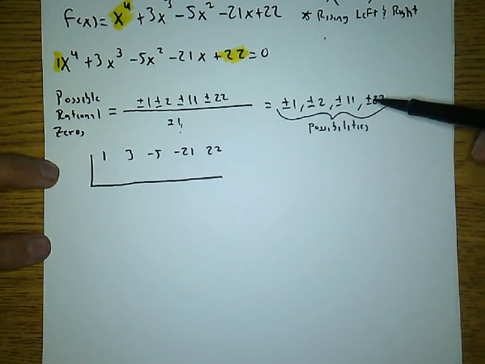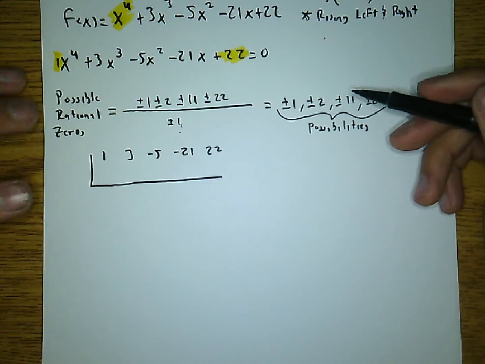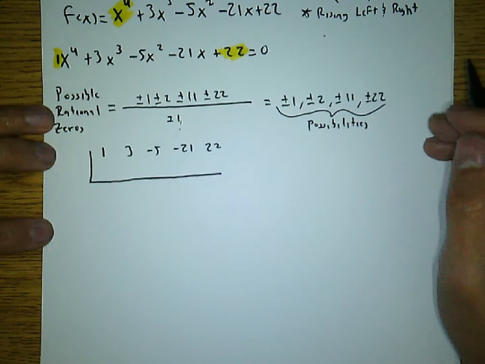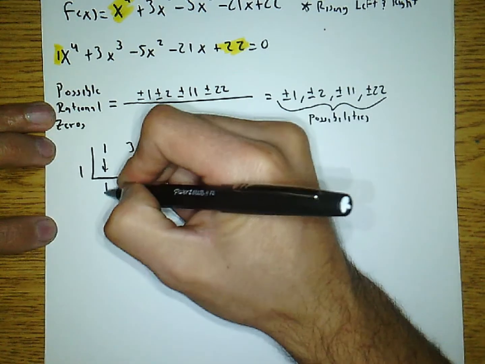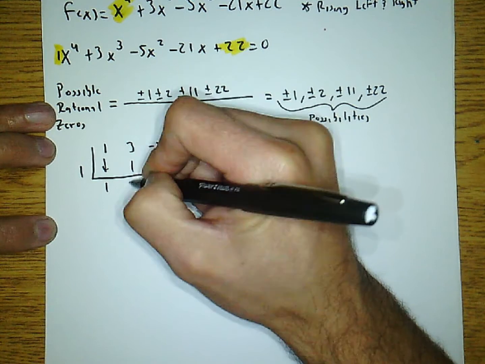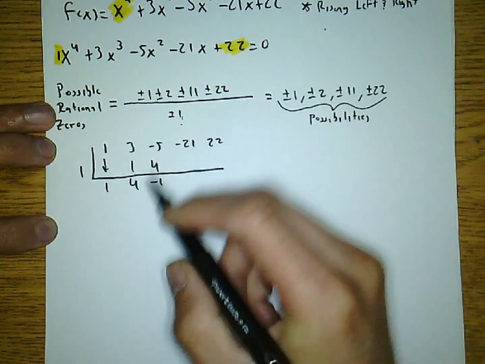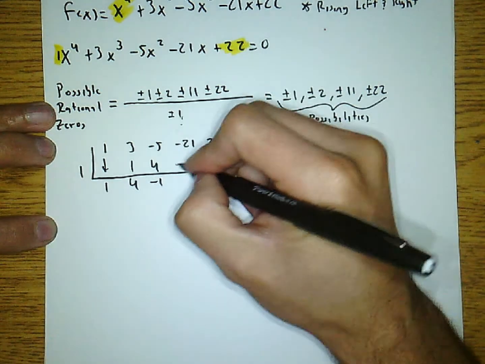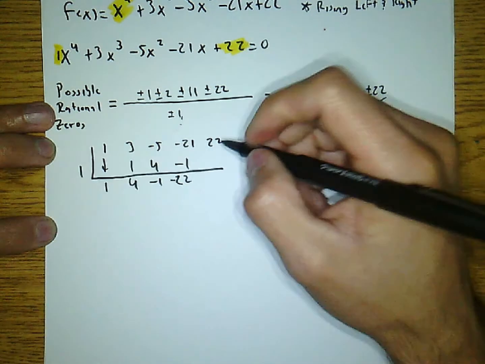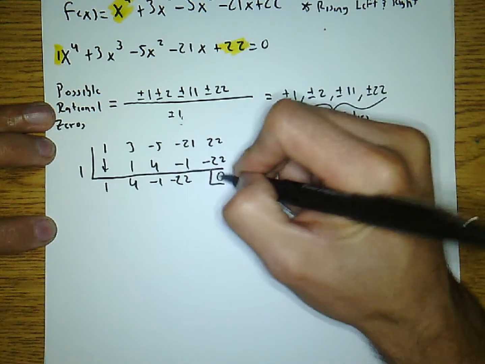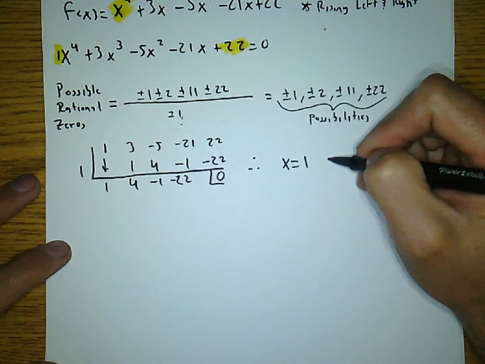Okay. Now, which one of these you try really doesn't matter. It's up to you. You can follow your intuition, you can do a little bit of mental math, but really you just got to try. So I'm going to go ahead and start off with 1 and see what happens. 1 times 1 is 1. 3 plus 1 is 4. 4 times 1 is 4. Negative 5 plus 4 gives you a negative 1. Negative 1 times 1 gives you a negative 1. Negative 21 minus 1 gives you a negative 22. And negative 22 times 1 gives you a negative 22, which then automatically gives you 0. Therefore, we know that x equals 1 is a zero.